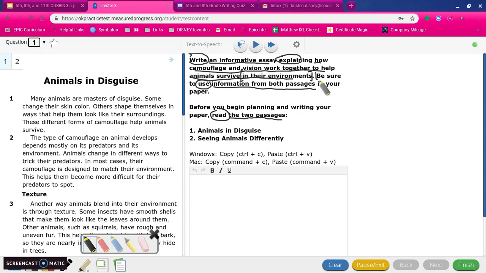Be sure. I'm going to bracket be sure because be sure is something that's important for me to know. They're expecting me to not forget. Be sure to use information from both passages in my paper. Let's bracket in my paper because obviously that's going to be important. And then it says before. Ooh, before. That's a big word. Let's bracket the word before. Before I begin planning and writing my paper, I'm going to read what? These 2 passages. Okay, so this is just an active way of reading the prompt, making sure we understand exactly what we're going to be doing.